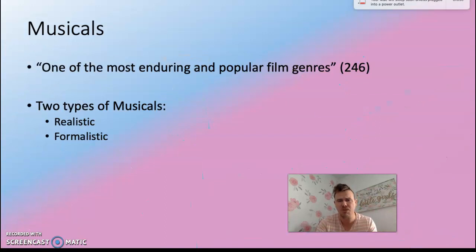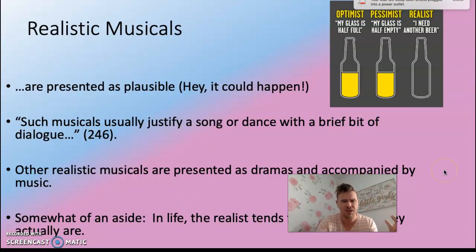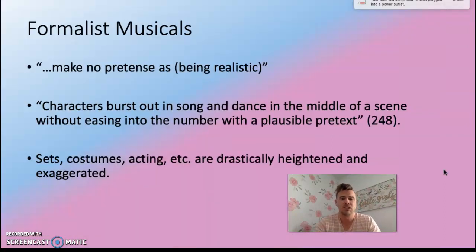It's a question about musicals, two types, realistic and formalistic, as we've already kind of touched upon here. Realistic musicals presented as plausible. That could happen. Then we know formalistic, what those look like. Just touched on this.